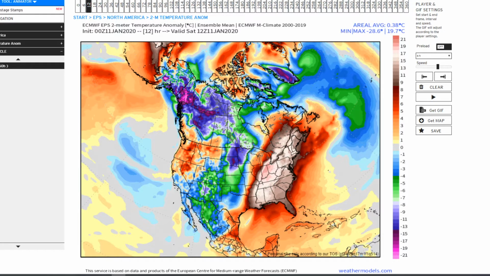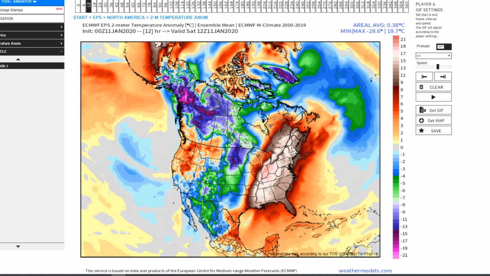You also have this cold air that's bottled up into Alaska and also into western Canada that's going to be sinking south. You already have this cold air sinking south and into the United States, but this is going to sink into the eastern United States as we continue to move on.